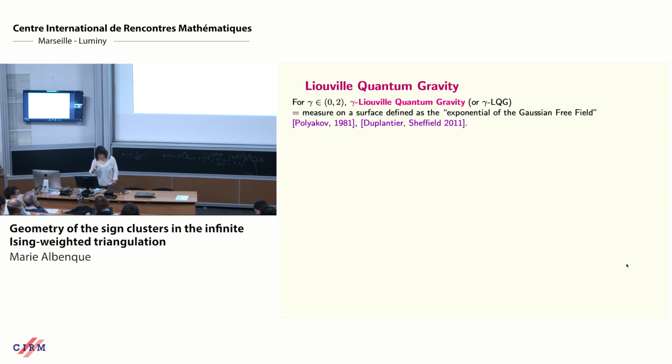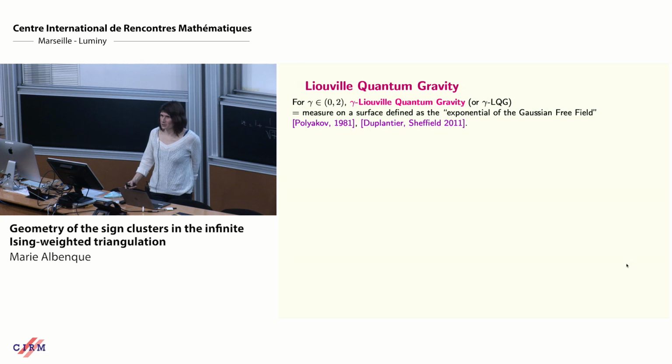Again, very elusive. The gamma Liouville quantum gravity is a random measure on a surface, which is defined as the exponential of the Gaussian free field, where the definition does not quite make sense, but which was constructed rigorously by Duplantier and Sheffield. They give a rigorous meaning of this non-rigorous definition.